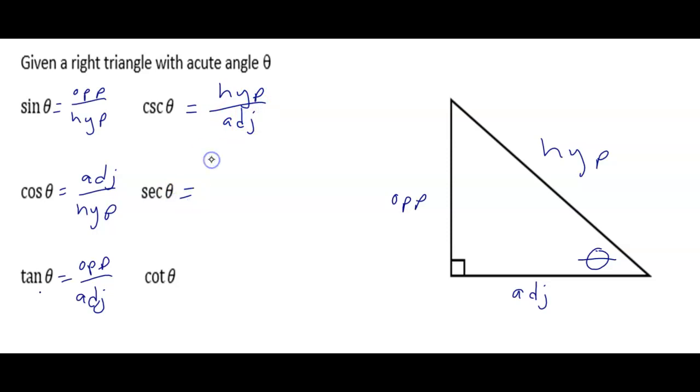Secant is, I apologize, that's not right. Cosecant is hypotenuse over opposite. Secant is hypotenuse over adjacent. And cotangent is going to be adjacent over opposite.